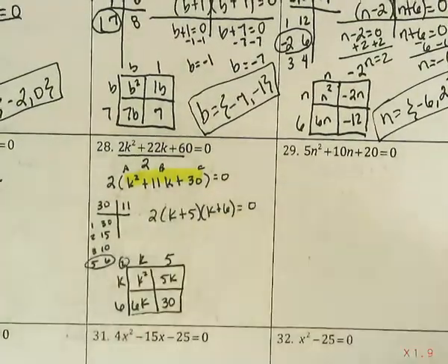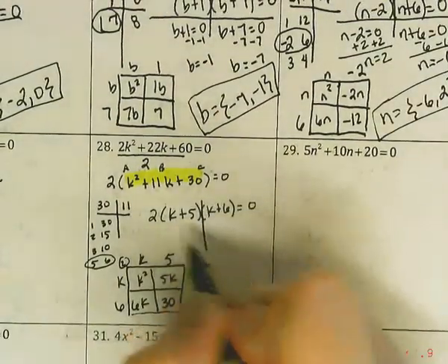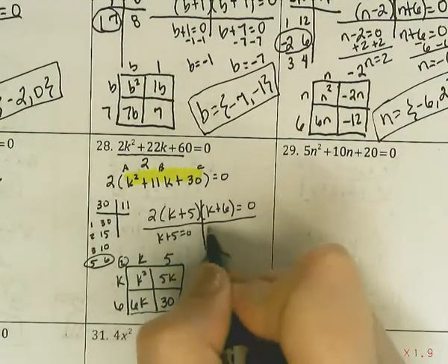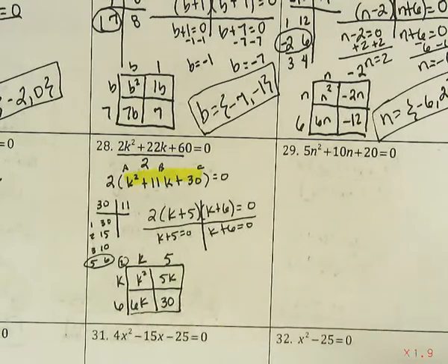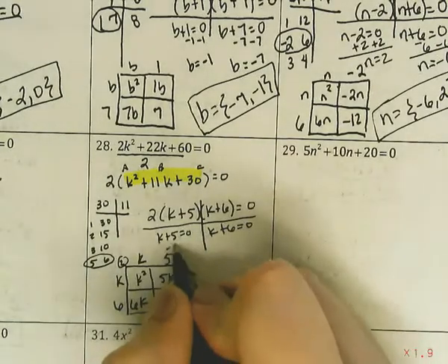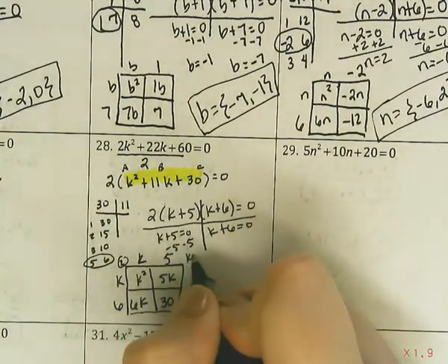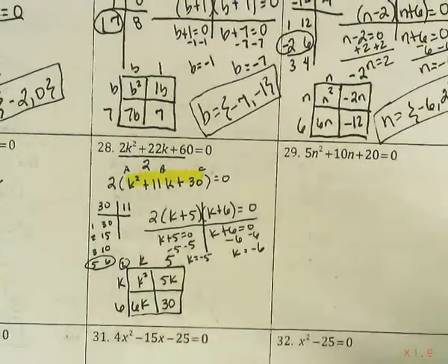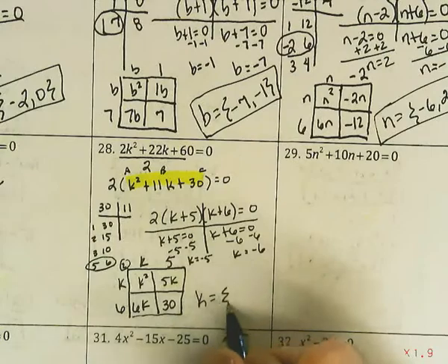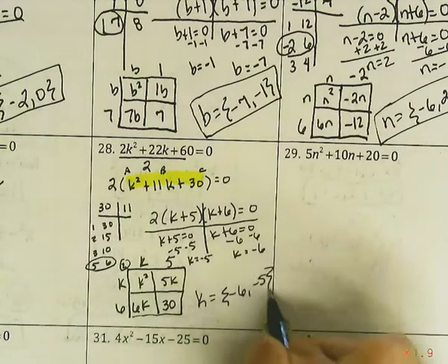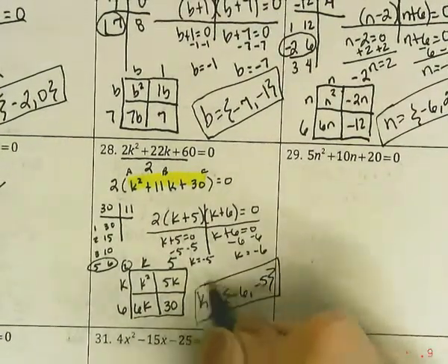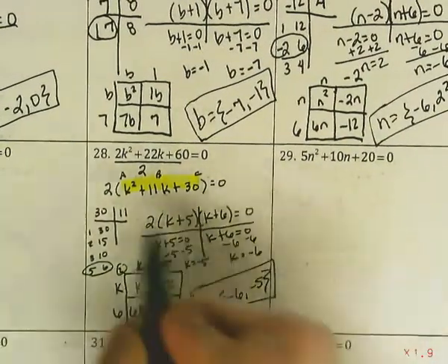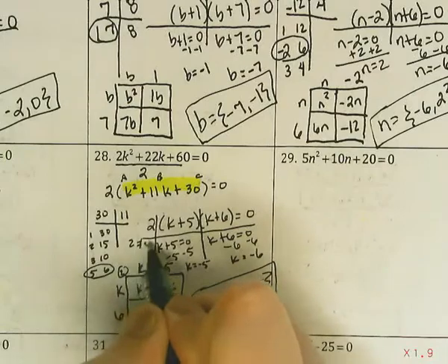We do have a 2 right there. So we get k plus 5 equals 0, and k plus 6 equals 0. And we solve for k. So subtract 5, subtract 6. So we get k equals -6 and -5. I'm not worried about what order you put those in. Make sure you get both answers. This 2 over here doesn't matter because 2 is not equal to 0.